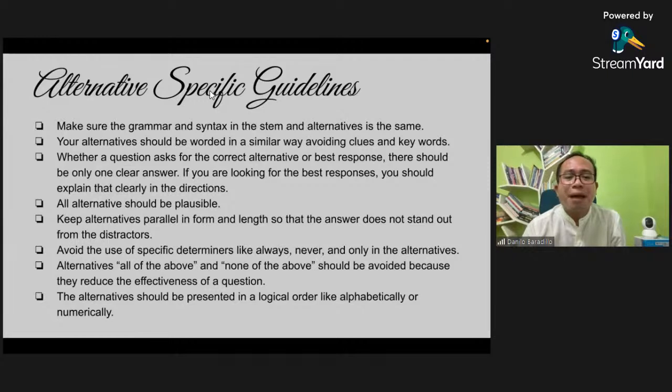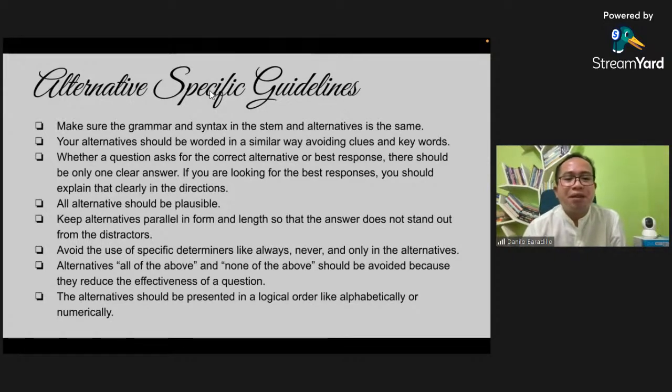Keep the alternatives parallel in form and length. Now remember, there is form and length so that the answer does not stand out from the distractors. So this is very important. Sometimes our alternatives are funny, so our test takers are able to spot the distractors because they're all funny.